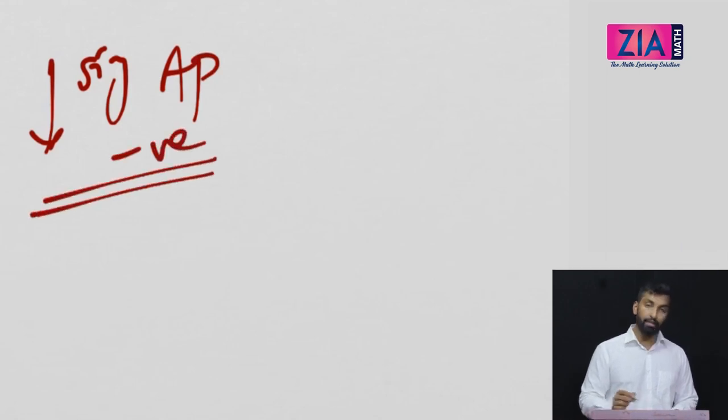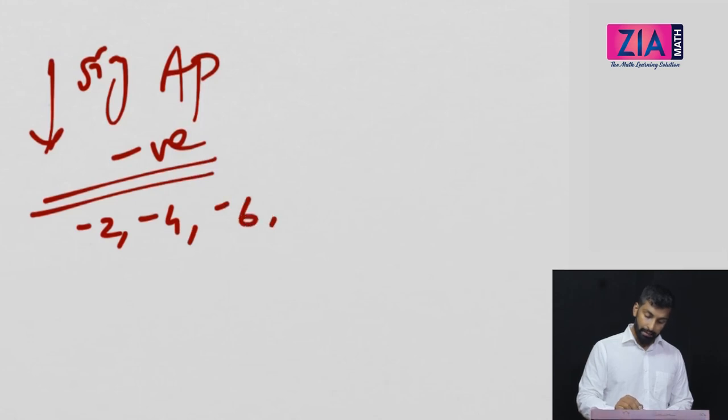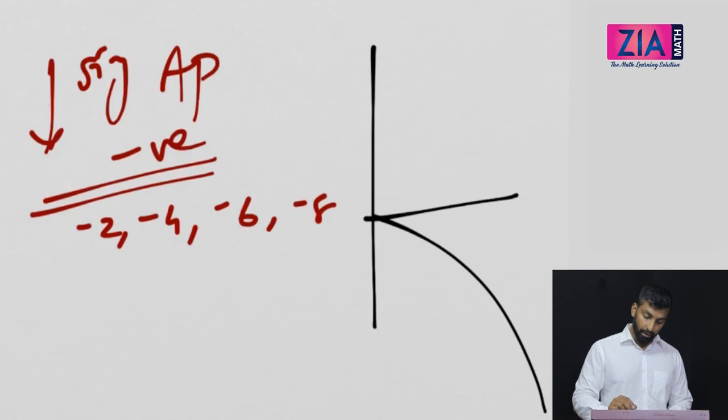What about a decreasing AP starting with negative, like minus 2, minus 4, minus 6, minus 8, etc.? How will it look? It will look like this, because the start itself is negative, and then the negative keeps accumulating. So it will look like this.